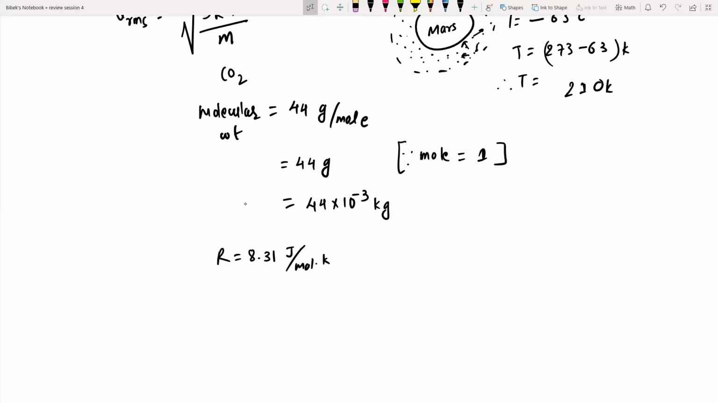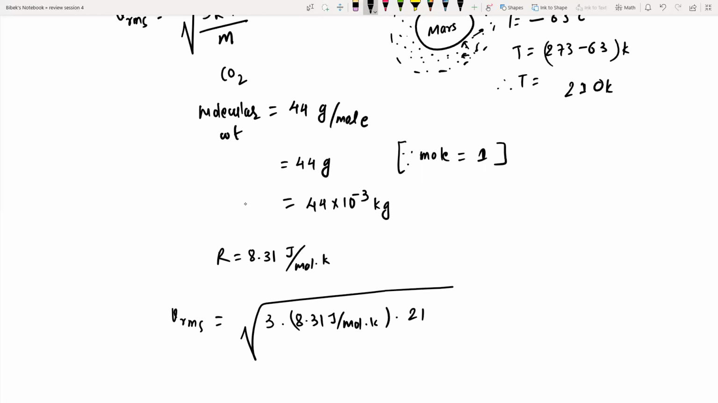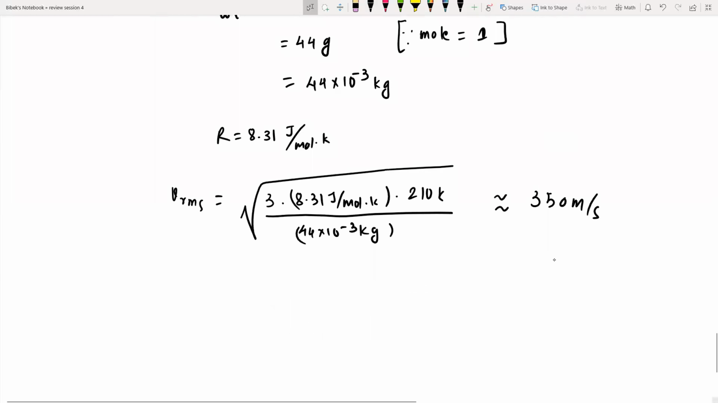So now if you find the VRMS, it is 3 times 8.31 joule per mole per Kelvin times your temperature, 210 Kelvin, divided by 44 times 10 to the -3 kilogram. And this is about 350 meters per second. So this is very, very high velocity.